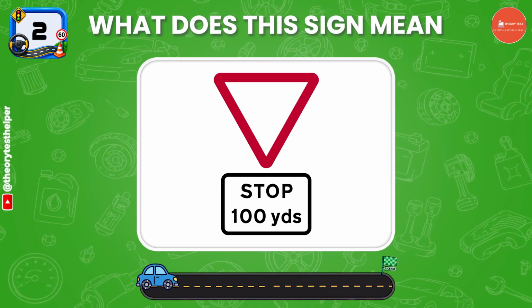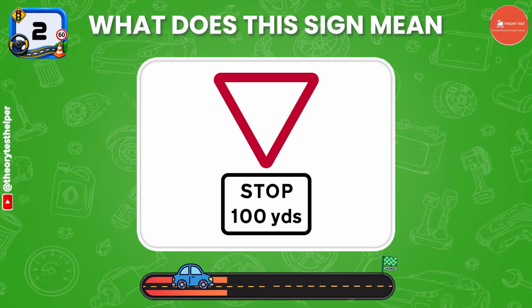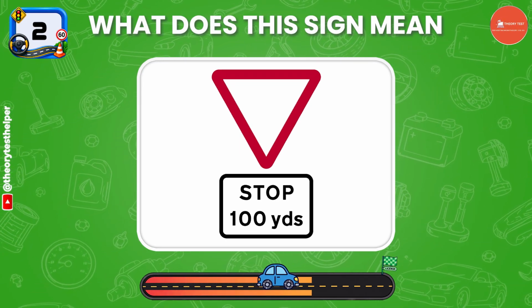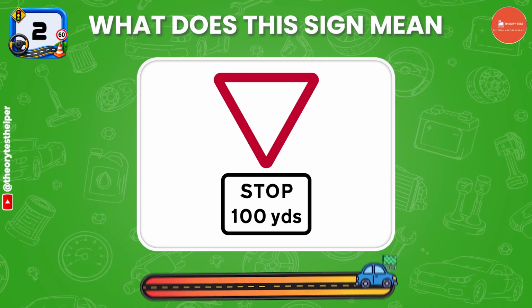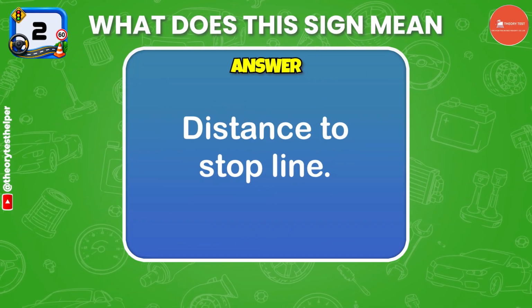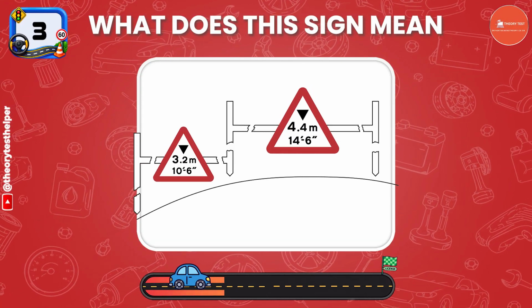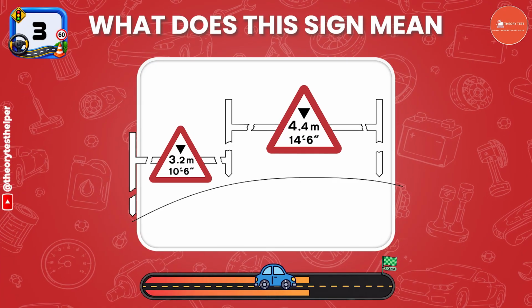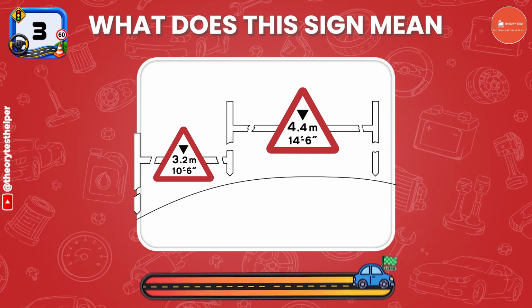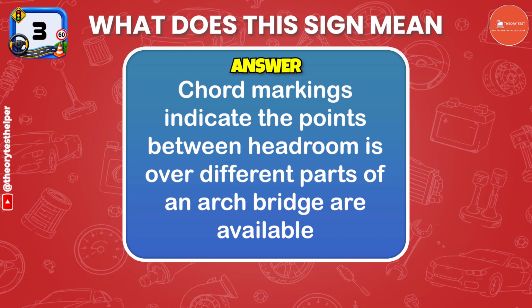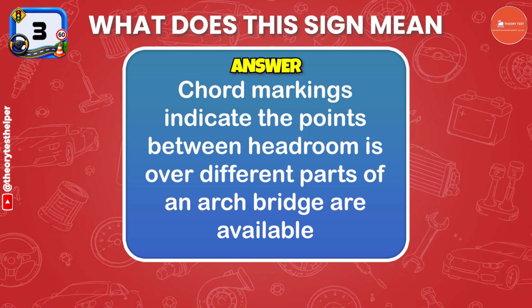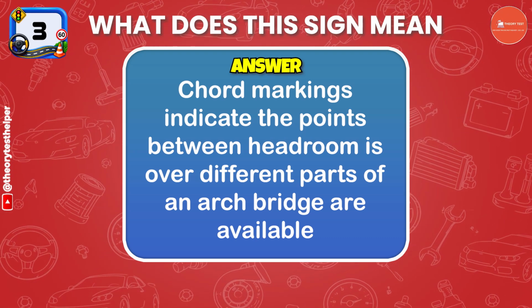What warning does this sign give to drivers? Distance to stop line. What is the name of this road marking? Chord markings indicate the points between which headroom is available over different parts of an arch bridge.